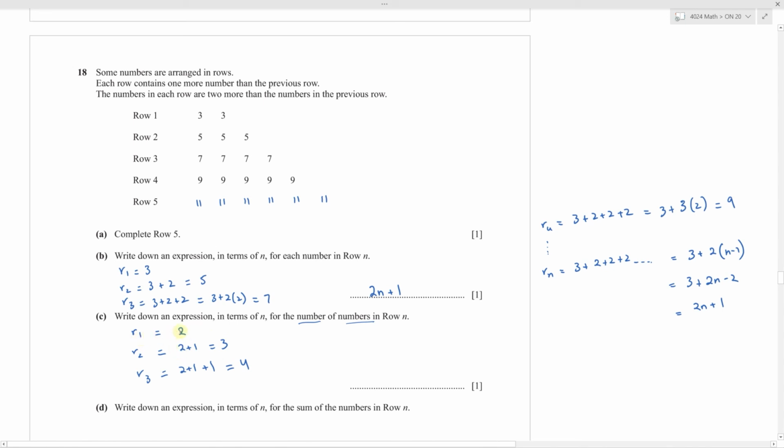So you have row 1, you have 2 numbers. You have row 2, you have 3 numbers. You have row 3, you have 4 numbers. And so on. Row n, you will have how many? n plus 1 numbers. So each row, the number of numbers is 1 more than the row number itself. So fifth row has 6 11s, 6 numbers. So nth row will have n plus 1 numbers.